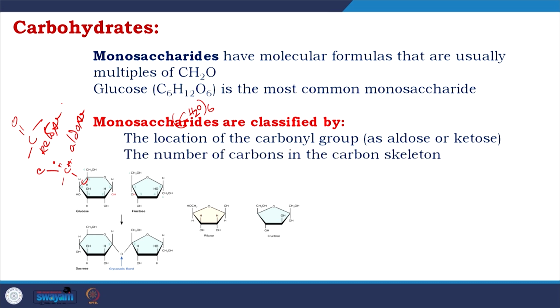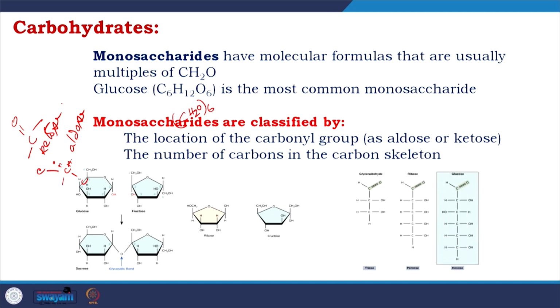Also, by the number of carbons in the carbon skeleton. If you see here 1, 2, 3, they are called triose. So, glyceraldehyde is a triose. If it is 5, they are called pentose. Ribose and deoxyribose are pentose. If it is 6, they are called hexose. Glucose and fructose are hexose.